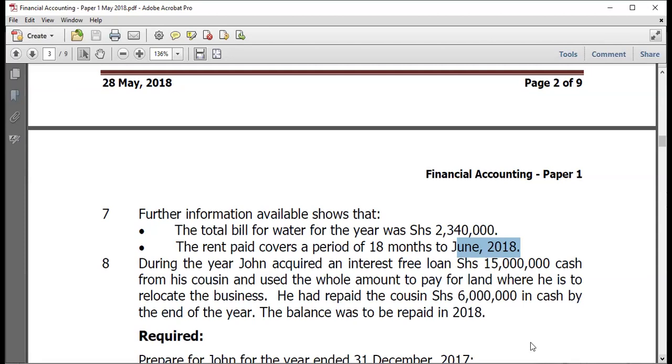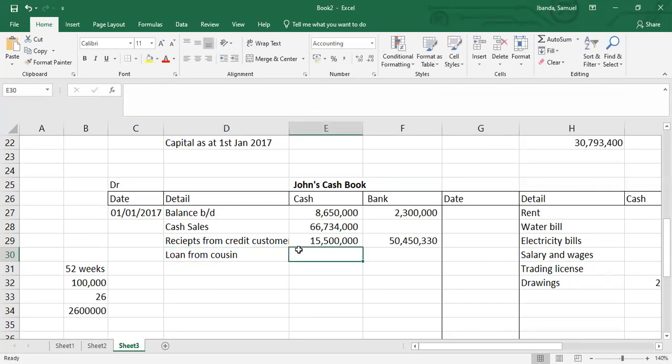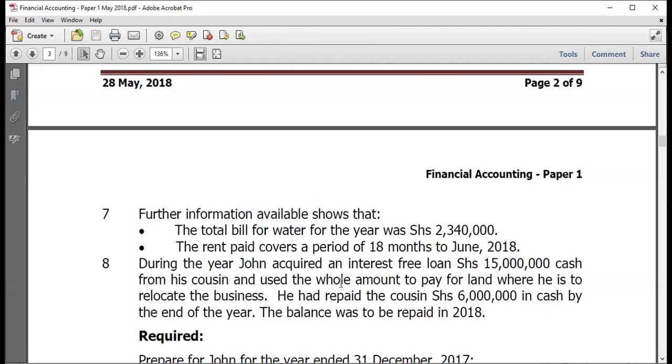The first that we shall record is the loan, okay? The 15 million. So we shall go to our debit side here and say loan, loan from cousin. Now, they have told us that this was a cash loan, okay? So I'll record it under the column of cash. If it was a bank loan, that would be on the bank, okay?